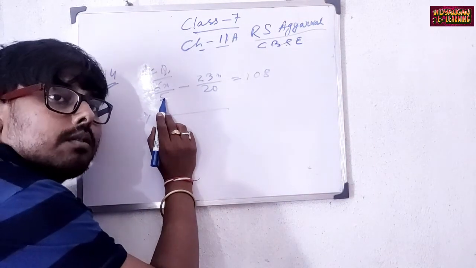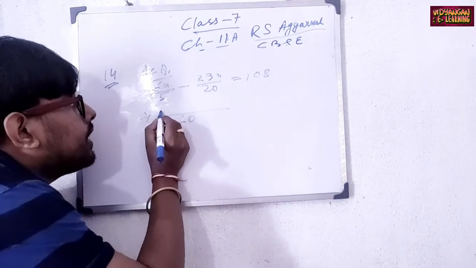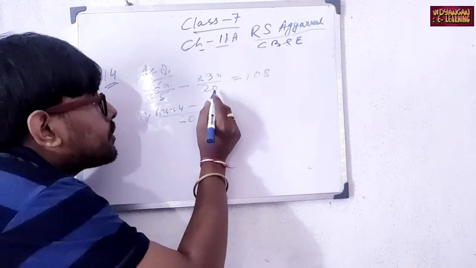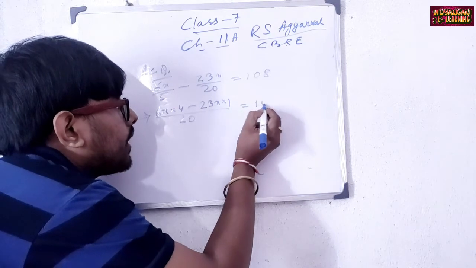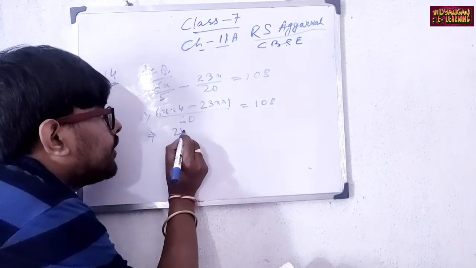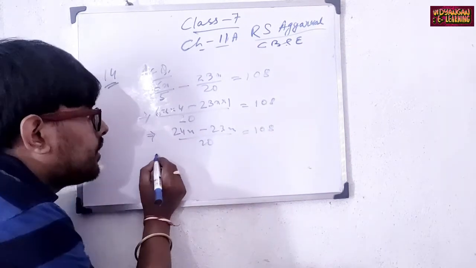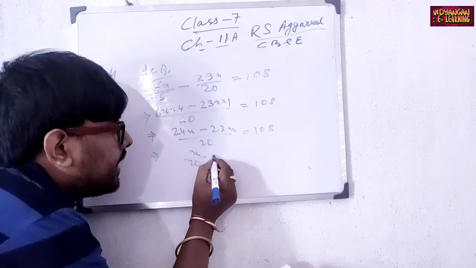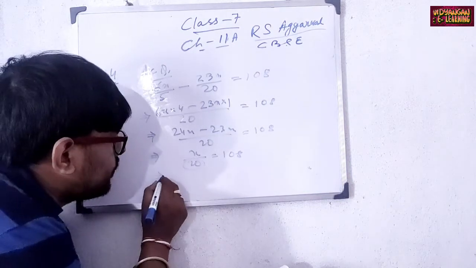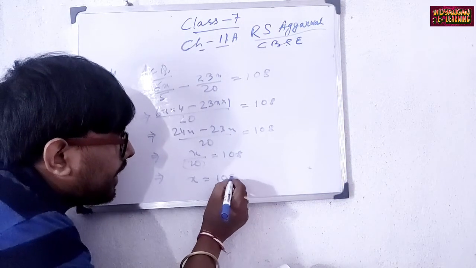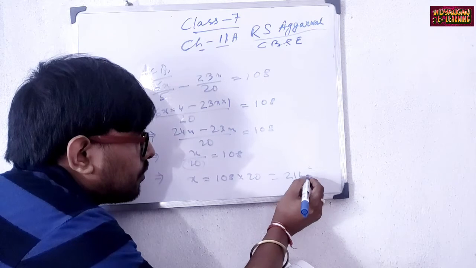We take the LCM of 5 and 20, and we get 20 as the LCM. So 5 fours are 20, so 24x minus 23x by 20 is equal to 108, and you will get x by 20 is equal to 108. Now 20 is the divisor, so x is equal to 108 multiplied by 20, that is 2160.